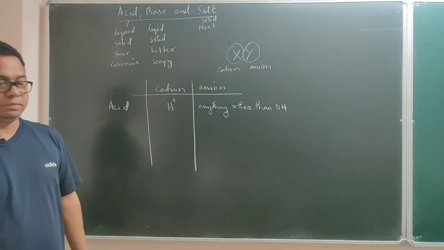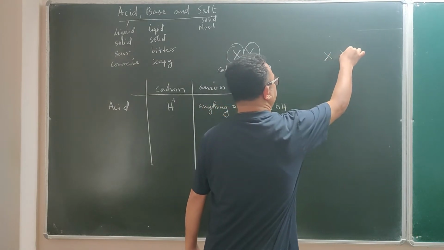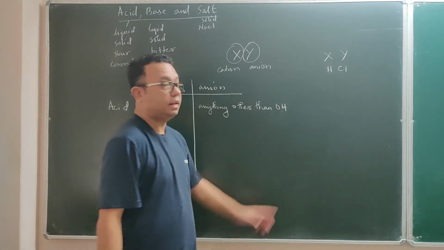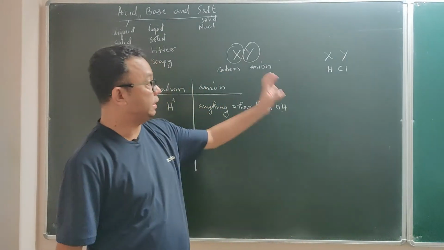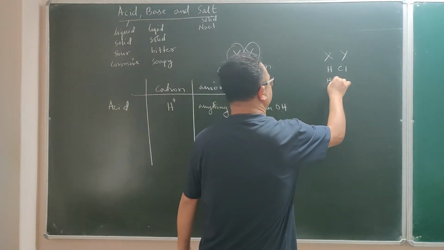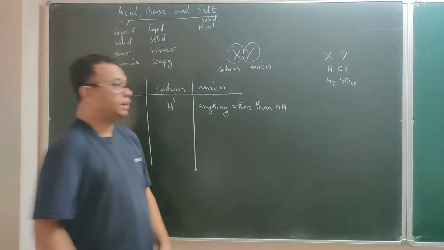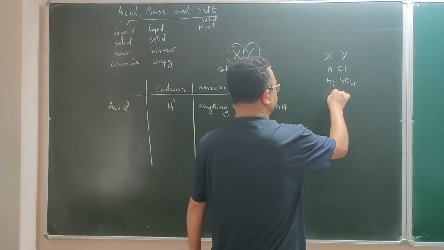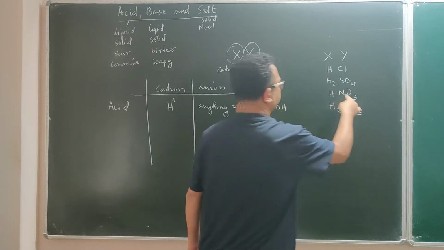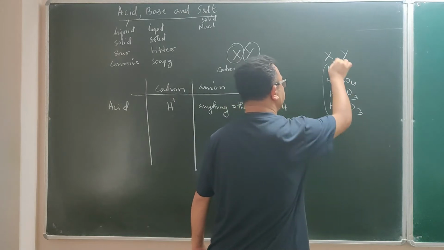So if the cationic part is H and the anionic part is Cl, then it is HCl, hydrochloric acid. You can see the cationic part, hydrogen, is there. Similarly sulfuric acid, H2SO4, there the cationic part, hydrogen, is there. Then HNO3, nitric acid, or carbonic acid. That means every acid has hydrogen in it.